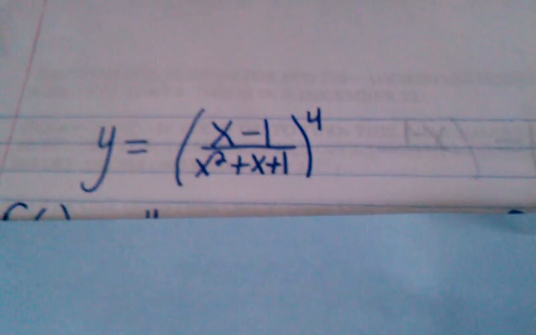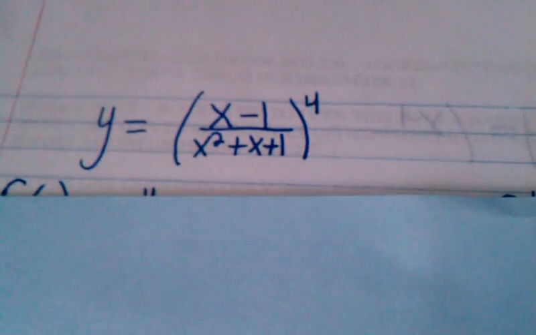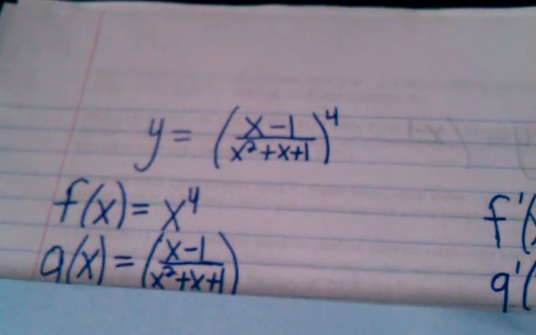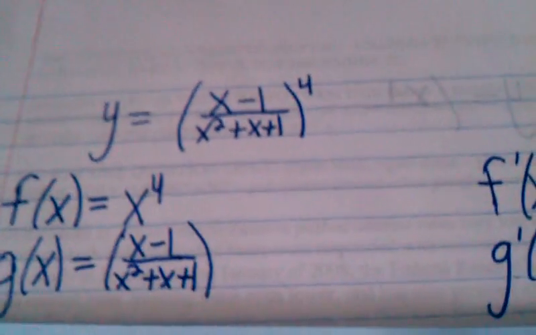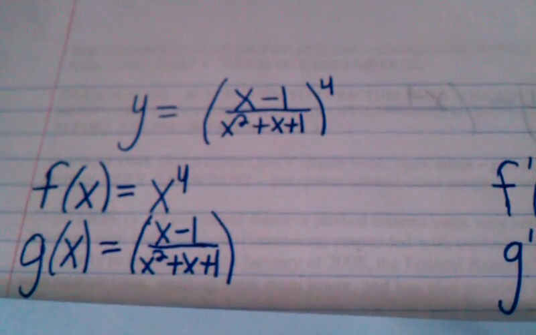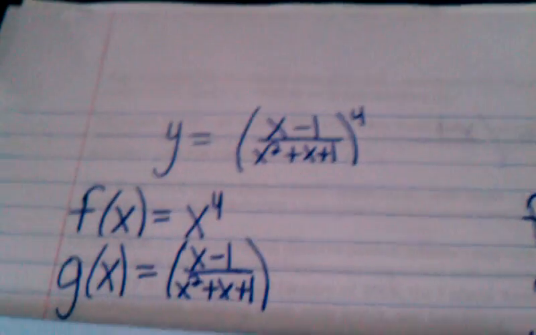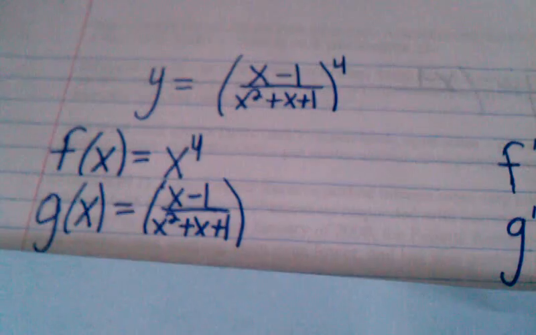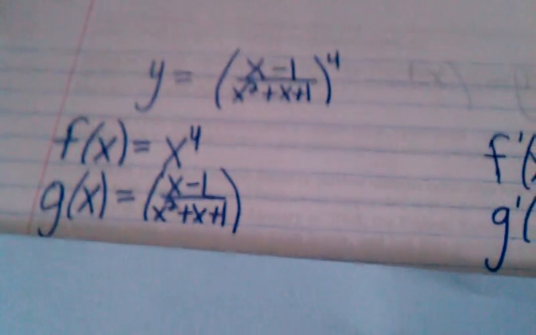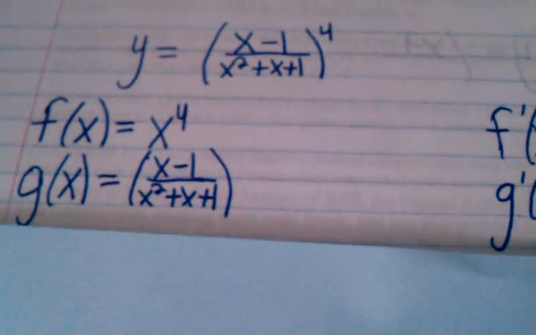Now a more difficult problem is with division, but it's also still the inside-outside rule, so let's figure out what's f of x and what's g of x. So the inside is the equation and the outside is to the fourth, so you know f of x is just x to the fourth. G of x is the inside of the problem, so it's (x minus 1) over (x squared plus x plus 1).